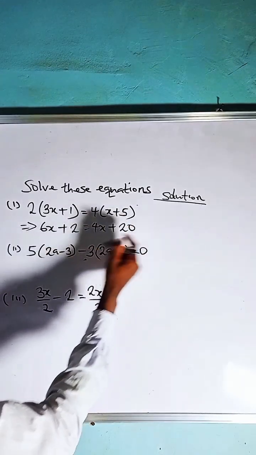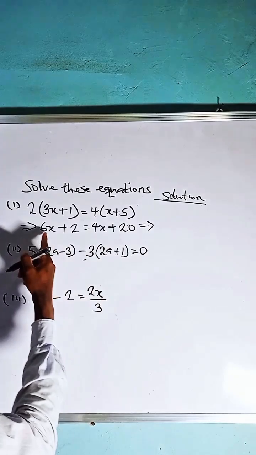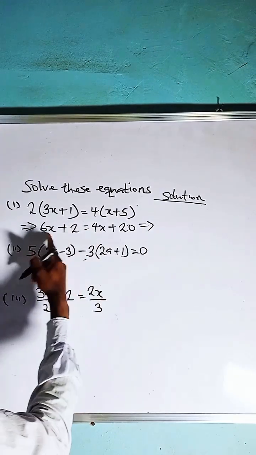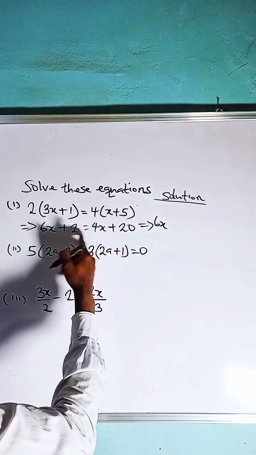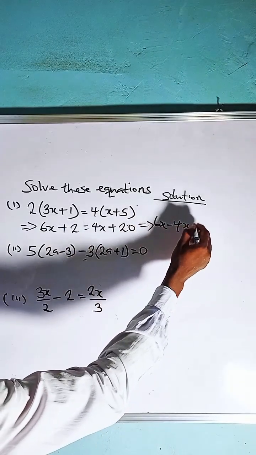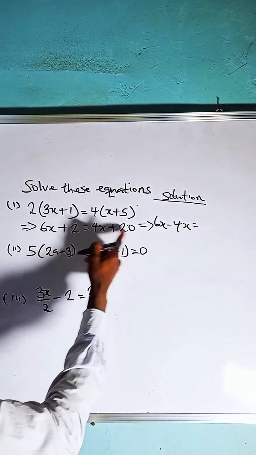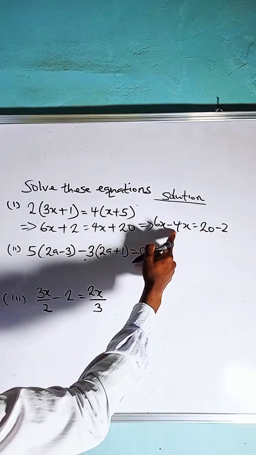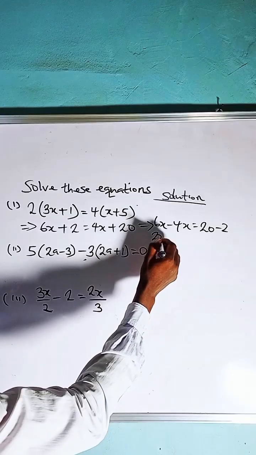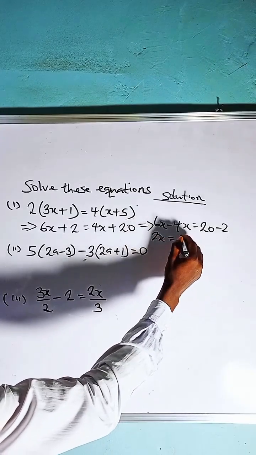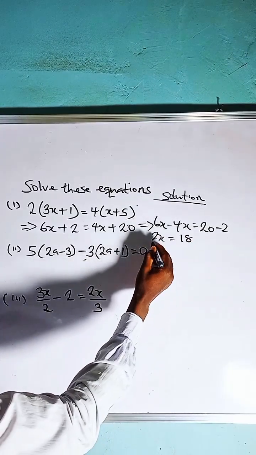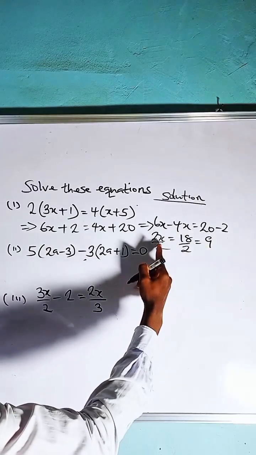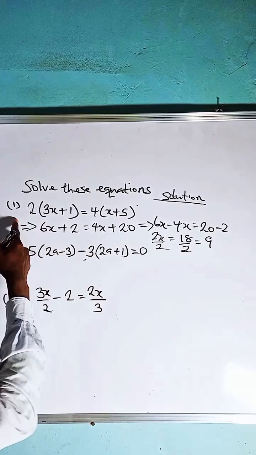So what do we do from here? We collect the like terms by grouping those ones that have common terms. So we have 6x, okay. So we have here minus 4x equals, so we subtract 2 from here, so we have 20 minus 2. So for 6x minus 4x, we have 2x, okay. 20 minus 2, we have 18. So we can easily divide by 2, okay. So we have 9, okay, which is the value of x in the first equation.